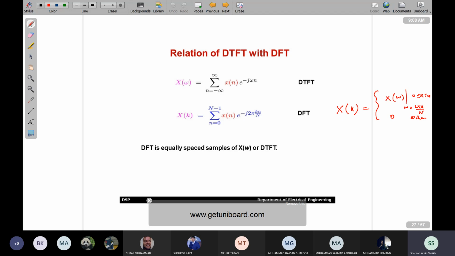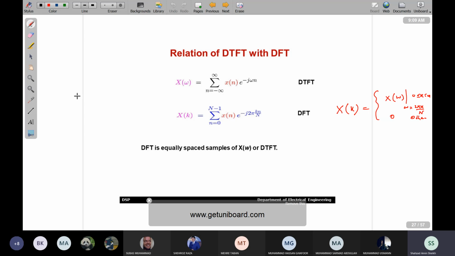Now we know, as we just talked about, that X of omega is the sum over n from minus infinity to infinity of x of n e to the minus j omega n. That's my DTFT. And what is our DFT? X of k is the sum over n from 0 to N minus 1 of x of n e to the minus j 2 pi k n over N. Now if you look at both of these expressions, you will be able to see that X of k, the DFT, is in fact the equally spaced samples of X of omega, the DTFT.